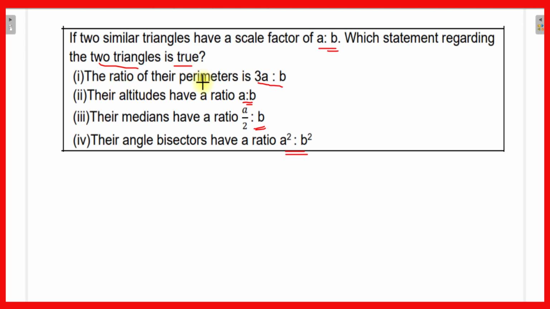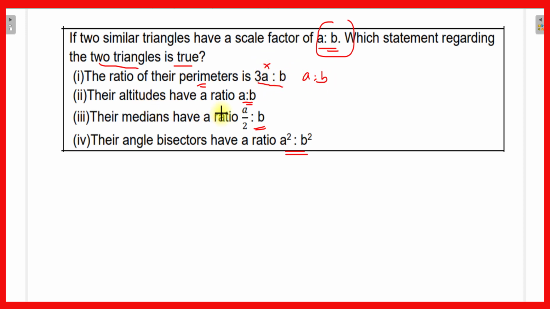Correct? So the ratio of the perimeters, that too will not change, because perimeter means the sum of the three sides of the triangle. So the sum of the sides of the first triangle and the sum of the three sides of the second triangle, if you add them and take the ratio, that will remain A is to B only, whatever be the scale factor. So the ratio of the perimeters will also be A is to B. It will not be 3A is to B.